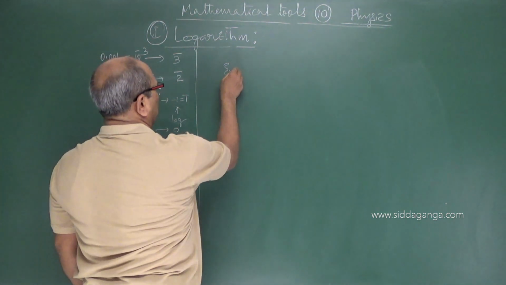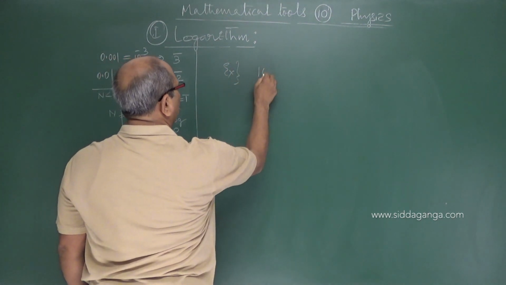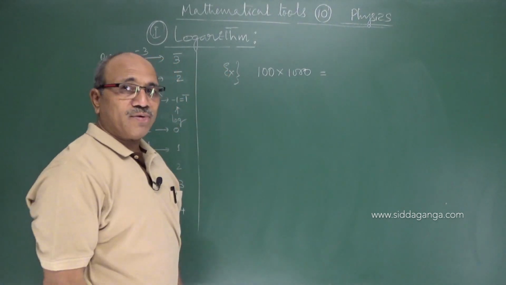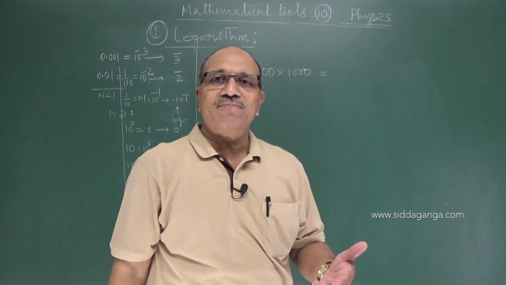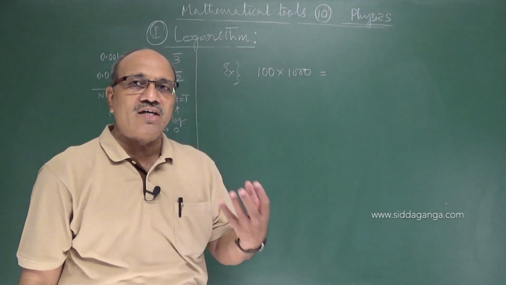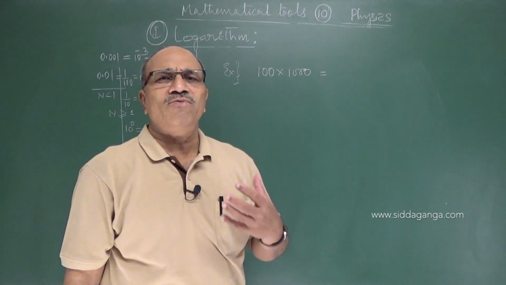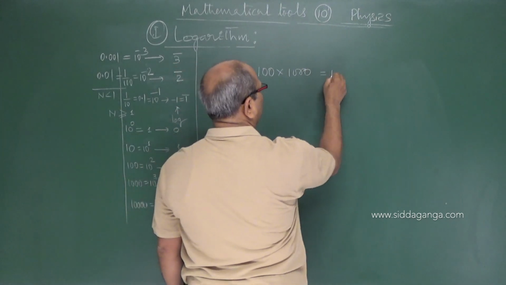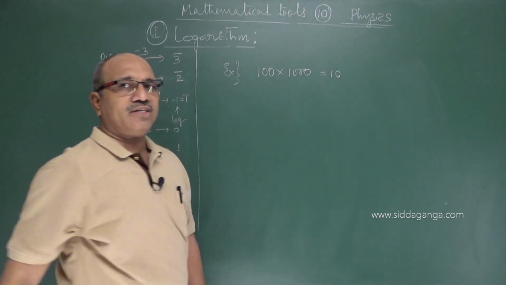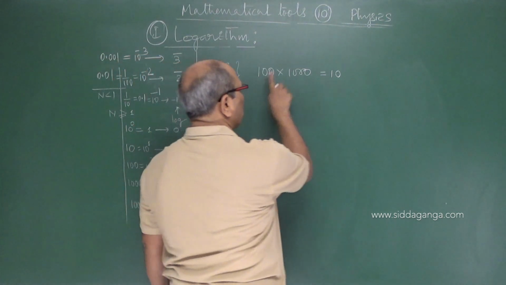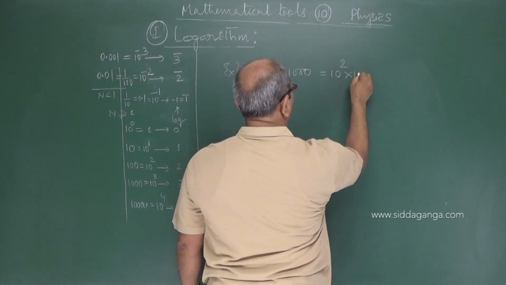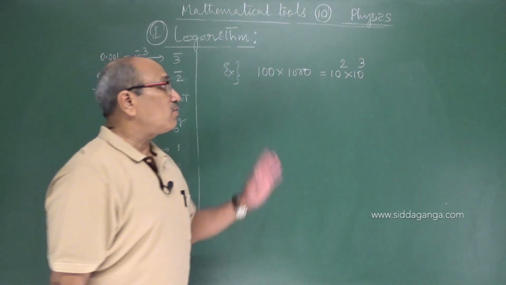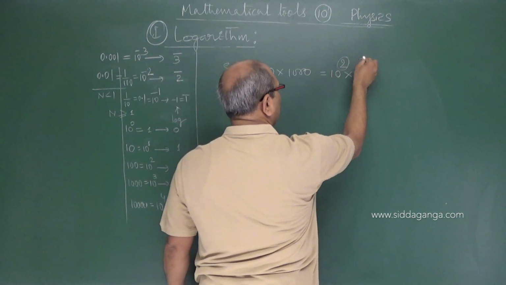Now take an example. Suppose you are multiplying 100 into 1000. What, sir, you are giving this easy problem? I told you, first you have to understand the concept behind it, then without any error we can apply. My job is to write them in power of 10, otherwise I cannot use the log. So 100 is 10 power 2, into 1000 which is 10 power 3.